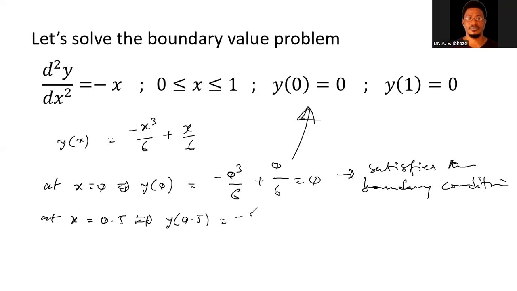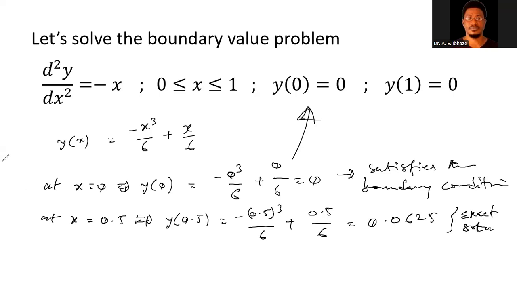Okay, then at x being the same as 0.5, y of 0.5 will be the same as negative 0.5 cubed over 6 plus 0.5 over 6, which will be the same as 0.0625. So that is the exact solution at x being the same as 0.5. So we'll take note of this.